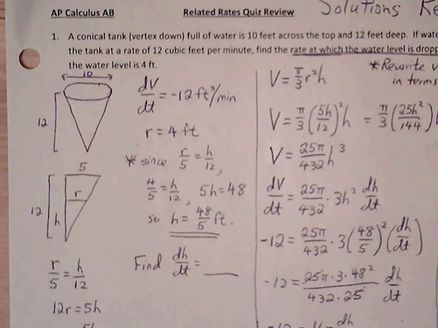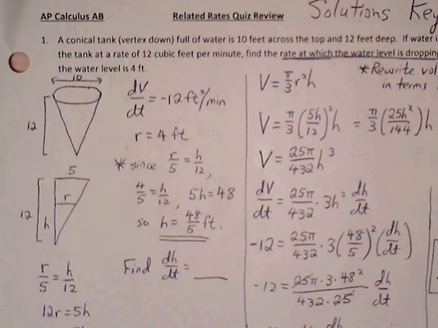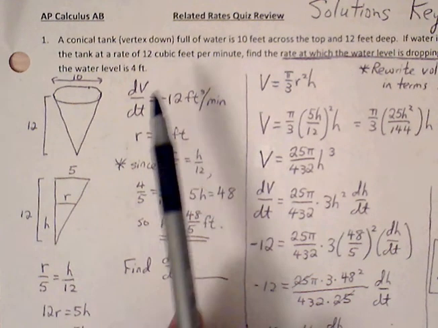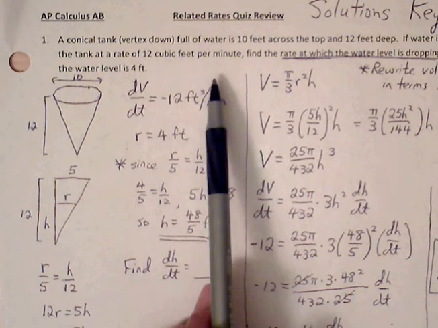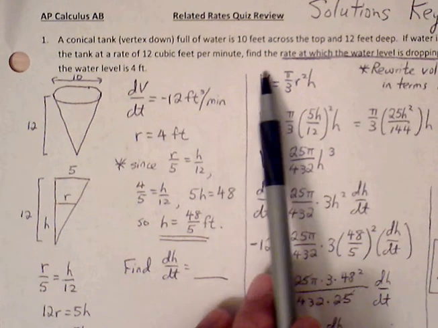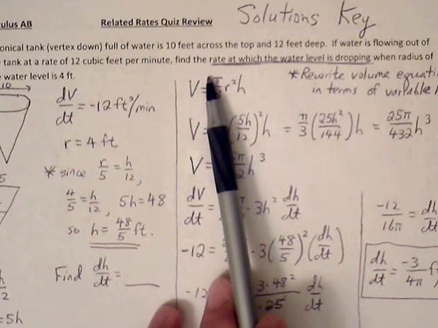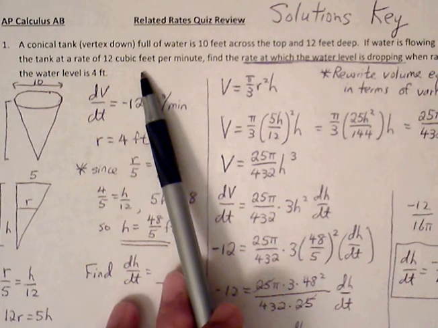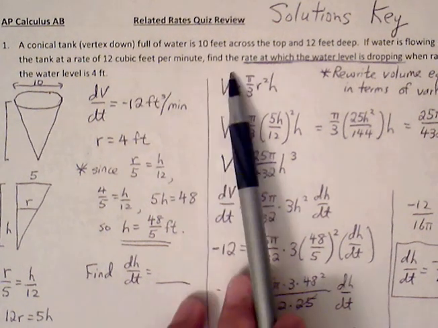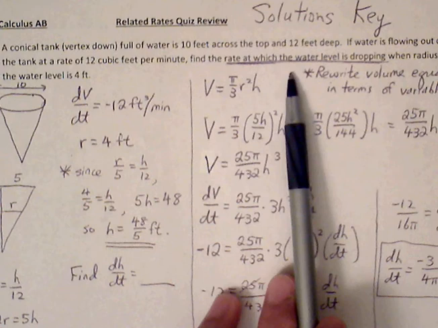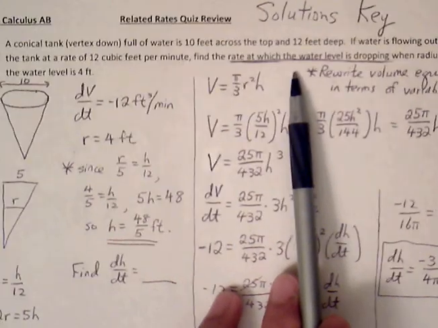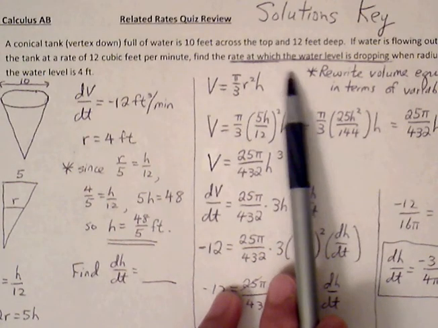Let's walk through the related rates quiz review. So number one, a conical tank, vertex down, full of water, is 10 feet across the top and 12 feet deep. If water is flowing out of the tank at a rate of 12 cubic feet per minute, find the rate at which the water level is dropping when the radius of the water level is 4 feet.